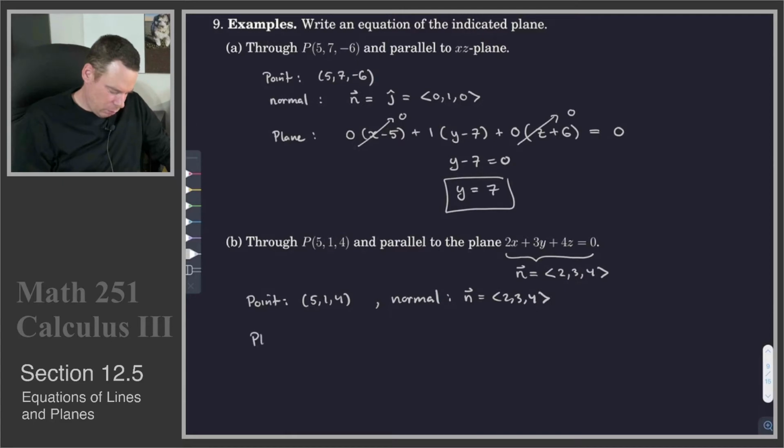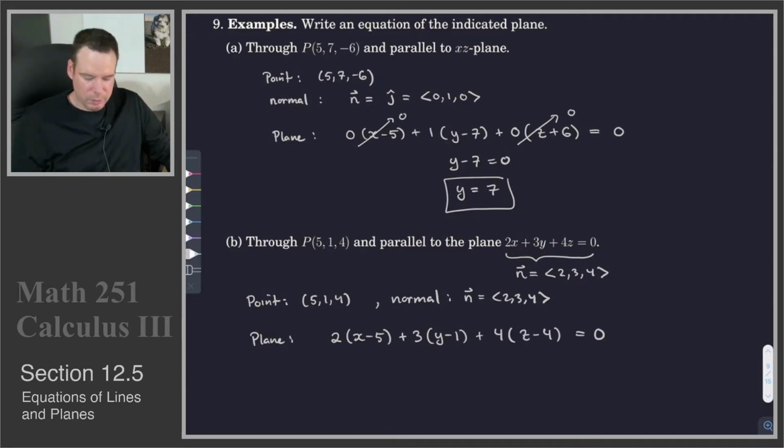So now I can find the equation of the plane. The equation of the plane is the normal vector, first component, times x minus 5, plus 3 times y minus 1, plus 4 times z minus 4, is equal to 0. So there's the equation of the plane. We can immediately see that this plane that I've just written down has normal vector 2, 3, 4 and passes through the point 5, 1, 4. That's just from the anatomy of how the equation is written.